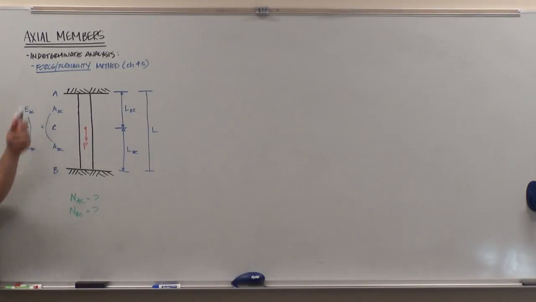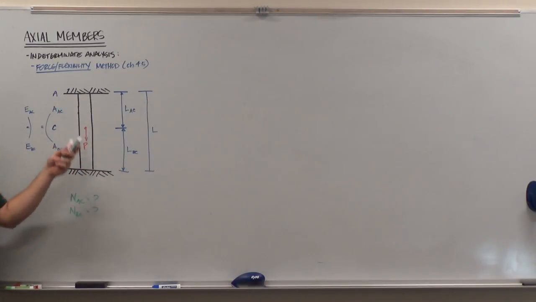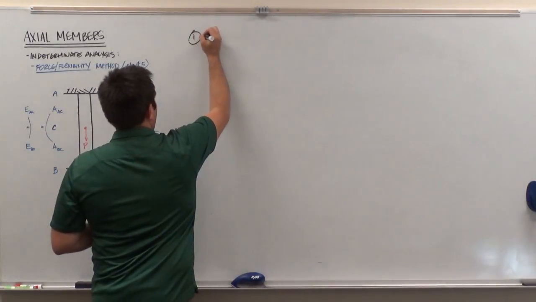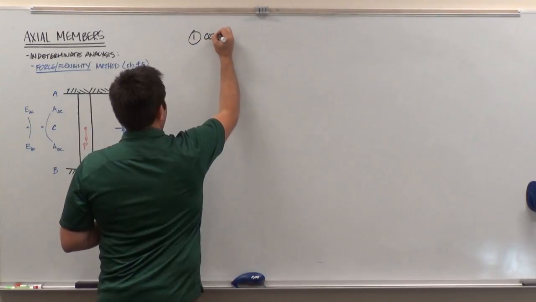With the force flexibility method, the first thing that we look at is compatibility, but we look at it in a different way than you might expect. So this actually involves what we call a straw man approach, where we take one of these supports away and try to figure out how much would this deflect if the support wasn't there. And so this is all under the guise of step number one, which is compatibility.